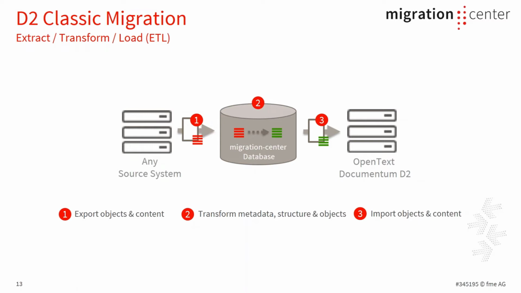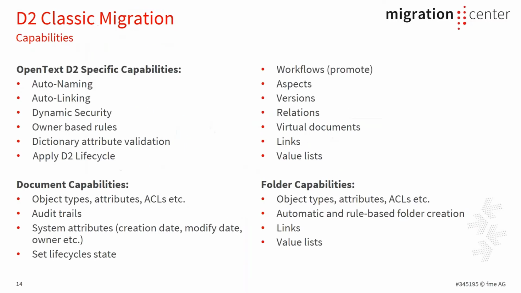That means we're extracting the objects and content and all information around those objects and storing that in our Migration Center database. With the help of Migration Center, you can transform the old object to the new object structure and definition. And then you import the new objects and metadata together with the content into the new Documentum D2 environment. So that's the classic scenario. And here we're supporting a couple of capabilities.